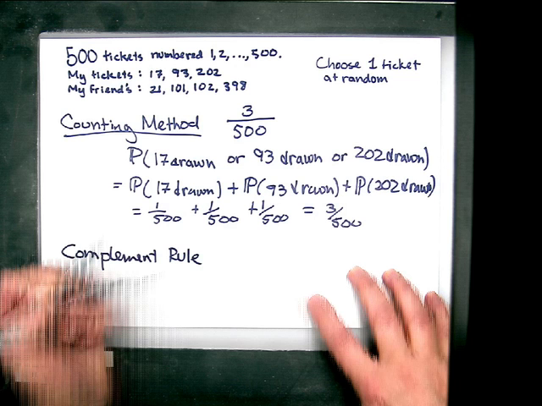To say the chance that my friend or I win should be 7 out of 500, because together we have 7 tickets. And so the complement of that is 1 minus 7 over 500. That's the chance that neither my friend nor I win. And that's 493 over 500. Any questions about that one?